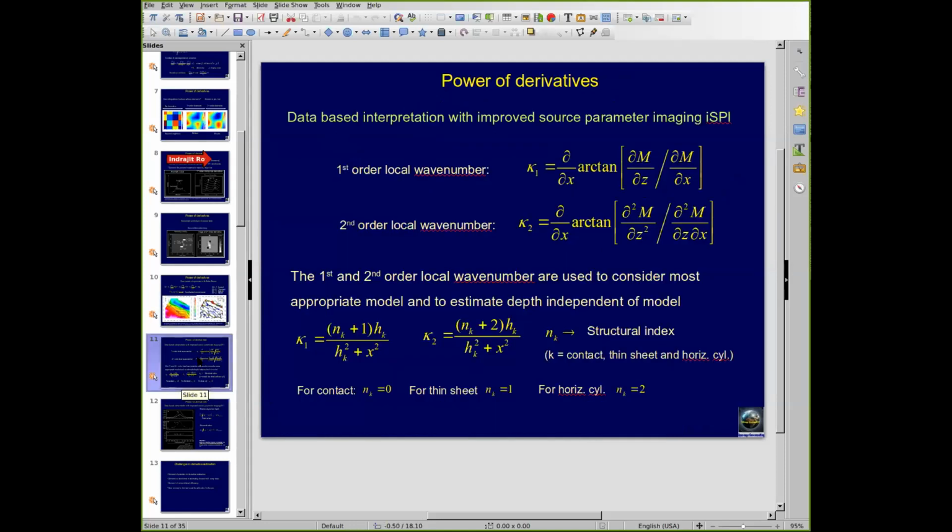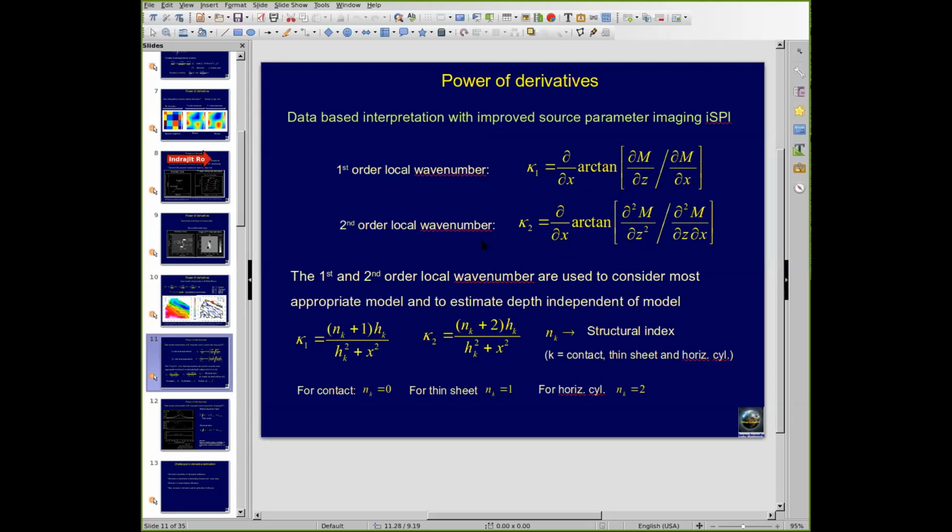Derivative can also be used in improved source parameter imaging, where you may not require exactly defining the model. Like in the source parameter imaging, you can get a first order local wave number, which requires the gradients del M del Z and del M del X, and a second order local wave number, for which you need del squared M del Z squared and del squared M del X squared. There will be some mistakes here, X squared.